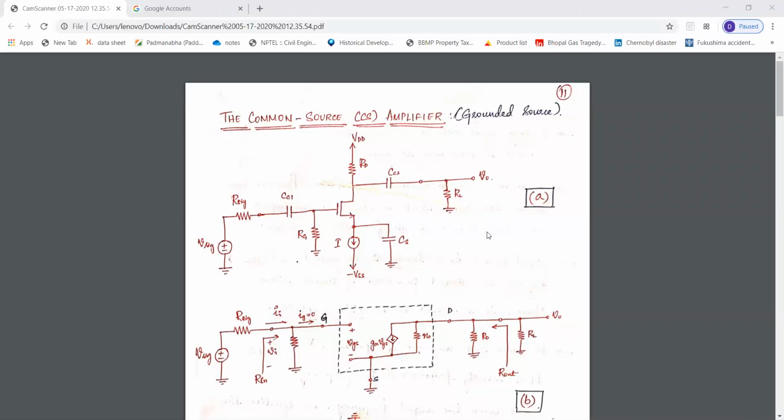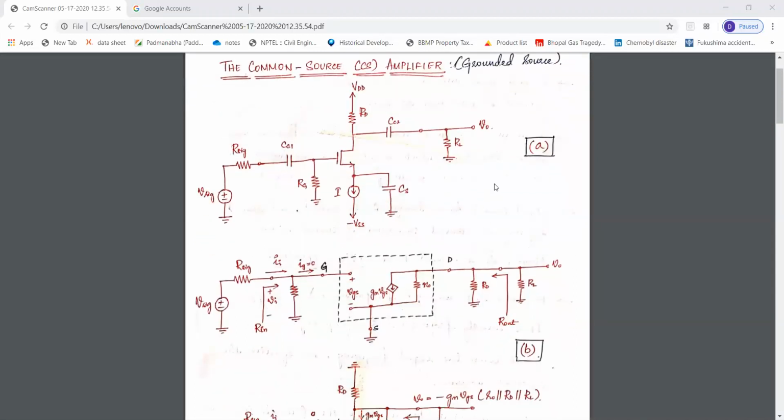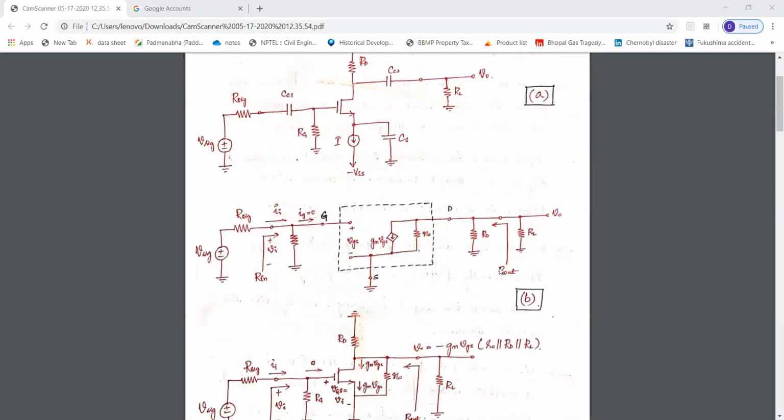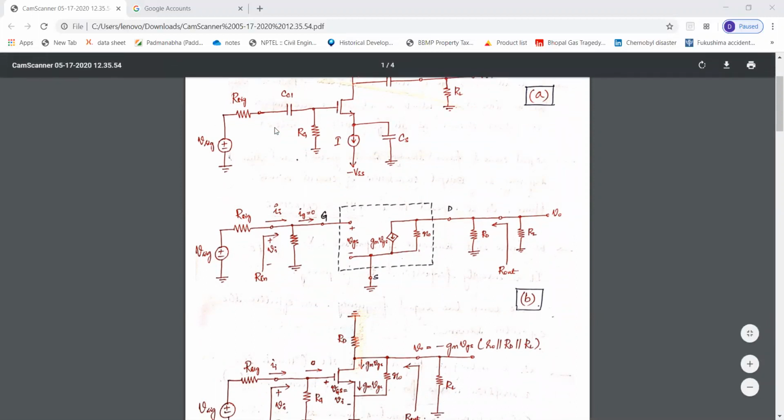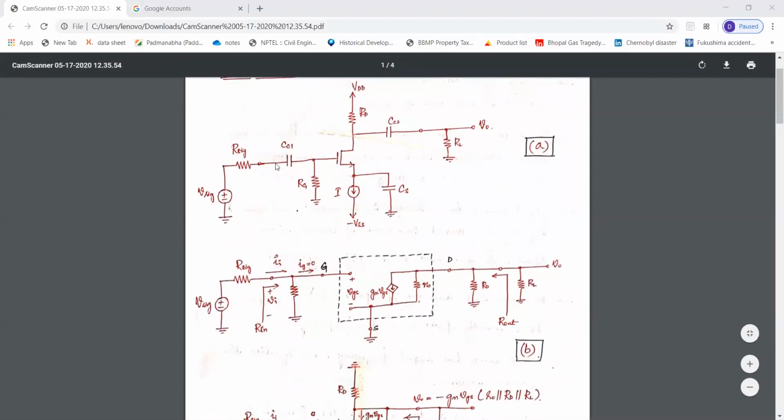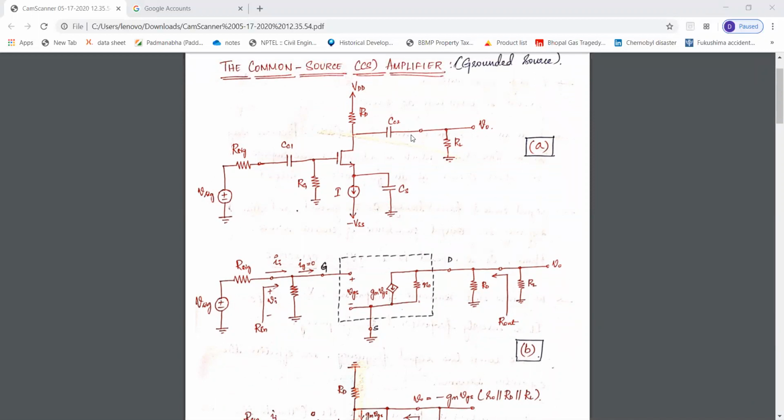Now this is about the configuration of the common source amplifier, and here this is the small signal model of the common source amplifier. You can see that the capacitors are short circuited. See here, this capacitor is short circuited. This CC2 is also replaced by a short circuit.